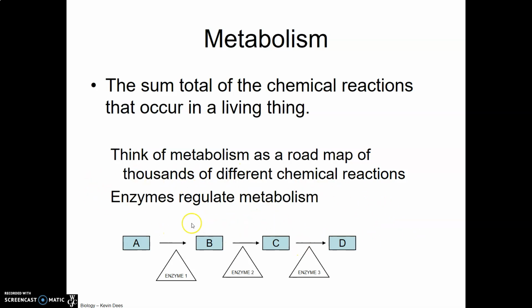So again, if we want to look at this in very simple terms, substance A can be acted upon with enzyme 1 to create substance B, which is acted upon by enzyme 2 for C and D. Now think of this as a convoluted roadmap of all of these thousands of different chemical reactions together. This is what metabolism really is all about.